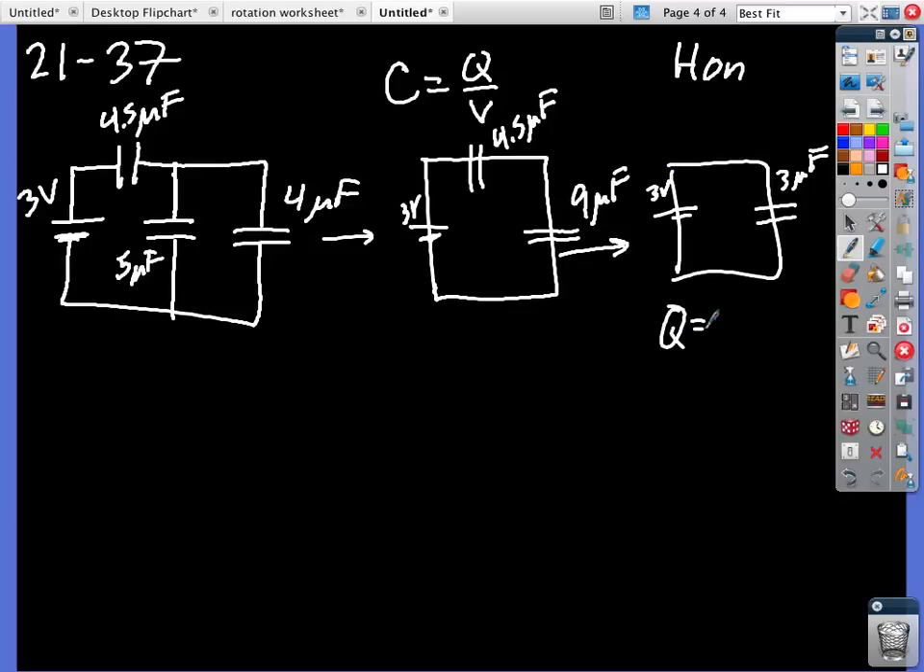So Q is CV. So the total charge on this system is 9 microcoulombs. Don't forget the micro, that's kind of important. Just a little bit. You will only be off by 6 orders of magnitude if you forget it. Okay, so now, how many coulombs of charge is connected to the battery? How many coulombs of charge is connected to the battery?